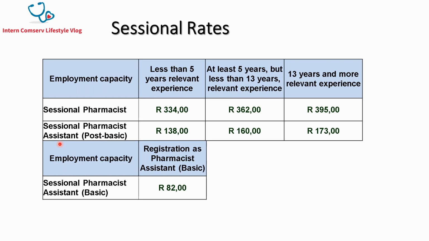As a sessional pharmacist assistant post-basic, with less than 5 years experience, you earn 138 rand per hour. With 5 to 13 years, you earn 160, and with 13 years or more, it's 173 rands per hour. As a sessional pharmacist assistant basic, the hourly rate is 82 rands.